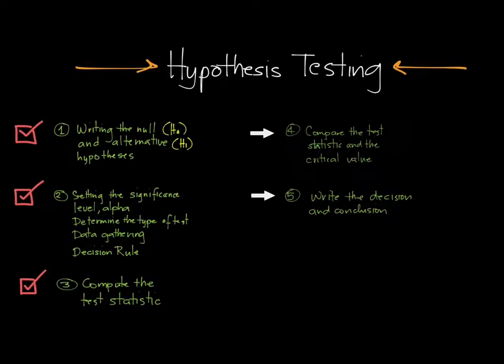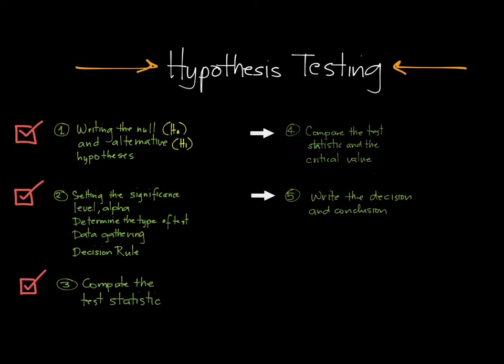Again, to perform the hypothesis testing, we can follow the 5 steps. The first step is the writing of the null hypothesis and the alternative hypothesis. Number 2 is the setting of the significance level alpha, determining what type of test to use, setting the decision rule, and the data gathering. Number 3 is purely the computation of the test statistic. Number 4 is the comparing of the value you obtain in number 3 with that of the critical values. And then number 5 is writing the decision and conclusion.